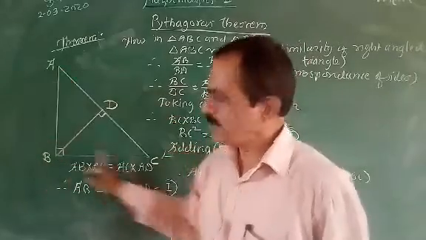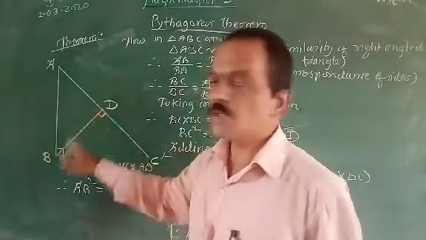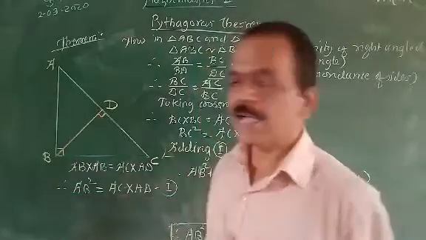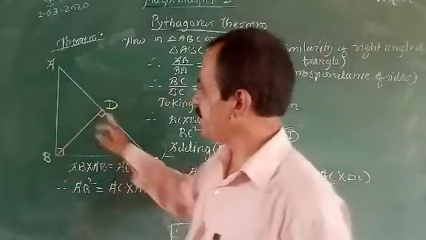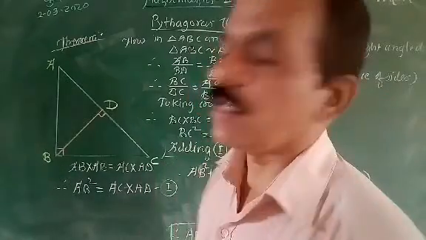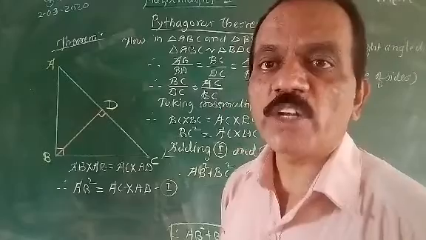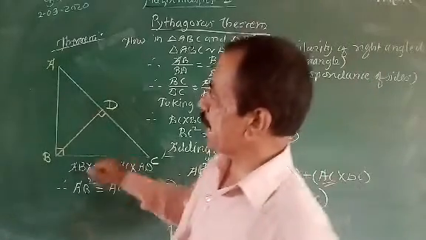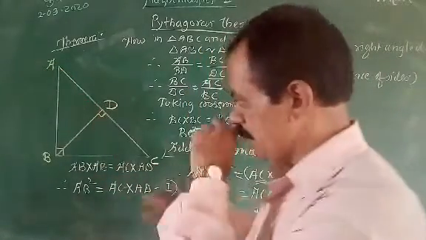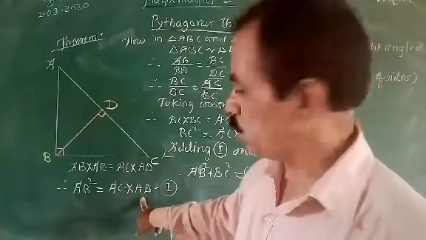Triangle ABC, the original triangle, is similar to the new triangle ADB, and the second one, triangle BDC. The first statement is that triangle ABC is similar to triangle ADB. So we write the corresponding sides, and we get the first statement: AB square is equal to AC into AD.